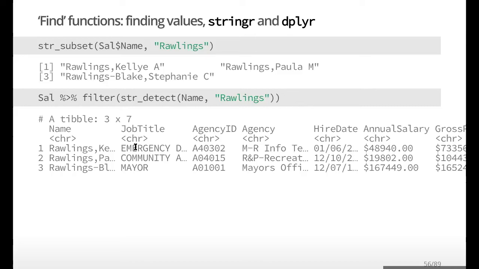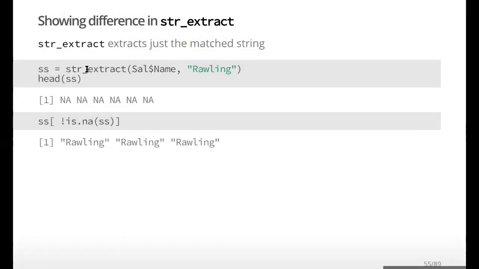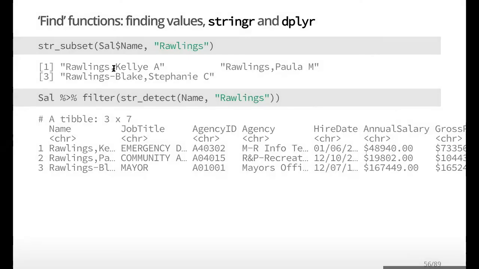So str subset, different than str detect, will return the full elements where that thing is found. So here we say str subset, sal name, Rawlings. We didn't have to do anything else. Str extract, for example, if there were 1,000 rows of the data set, would give 1,000 elements. This, on the other hand, returns only the records where it is true, but it returns the entire string, as opposed to str extract, which returns only the thing you were searching for.